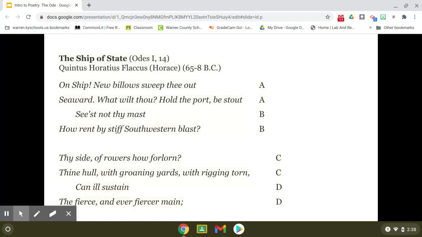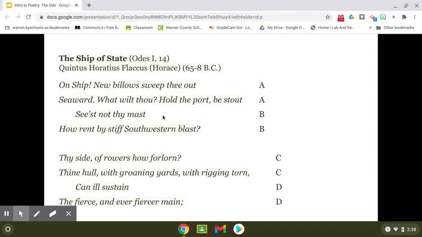"What wilt thou?" What are you going to do? He says, "Hold the port, be stout." So he's saying, keep going, even though you can see that your mast, the mast of the ship, is rent by stiff southwestern blasts. So keep going, even though things are getting rough and hard.